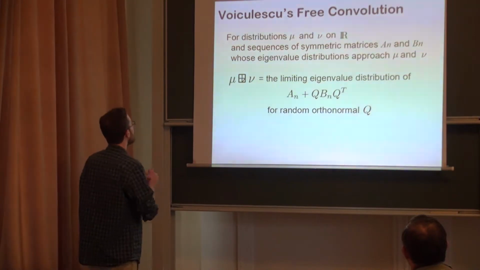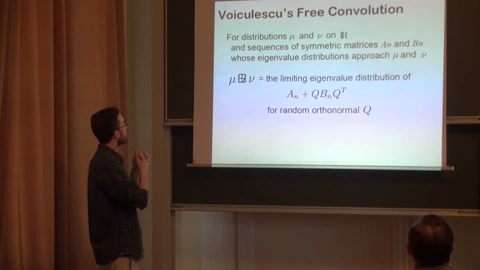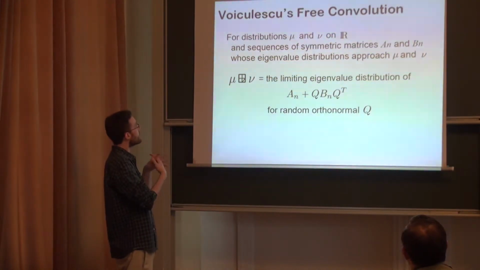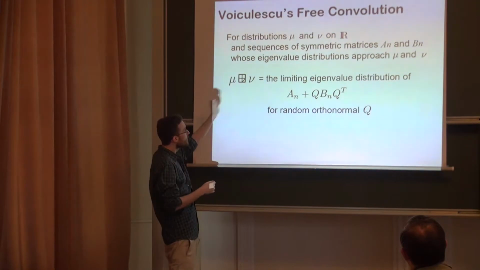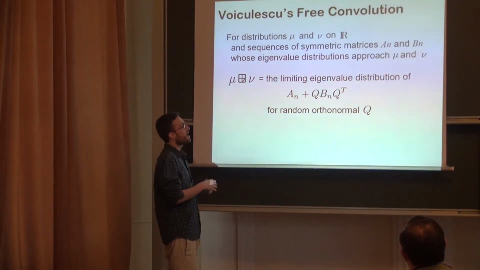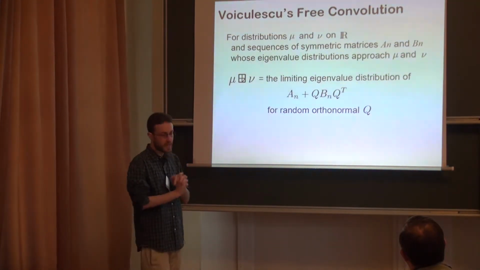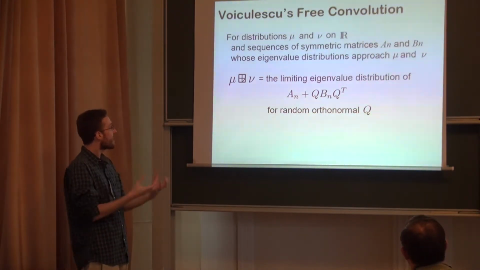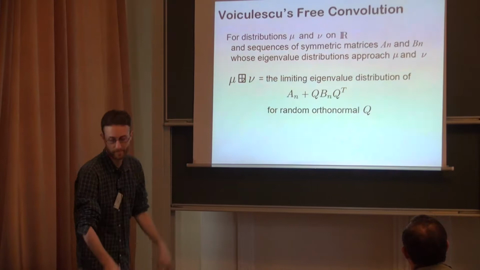And the whole point here is to really imitate what happens in real free probability. So in free probability, when you have distributions mu and nu, and a sequence of symmetric matrices A_n and B_n whose eigenvalue distributions approach mu and nu, then you can form this convolution, which turns out to be the limiting eigenvalue distribution of A_n plus a randomly rotated B_n. The problem is that we need the result not only for finite things, but we then also have to produce, or at least show the existence of, something that does just as well.